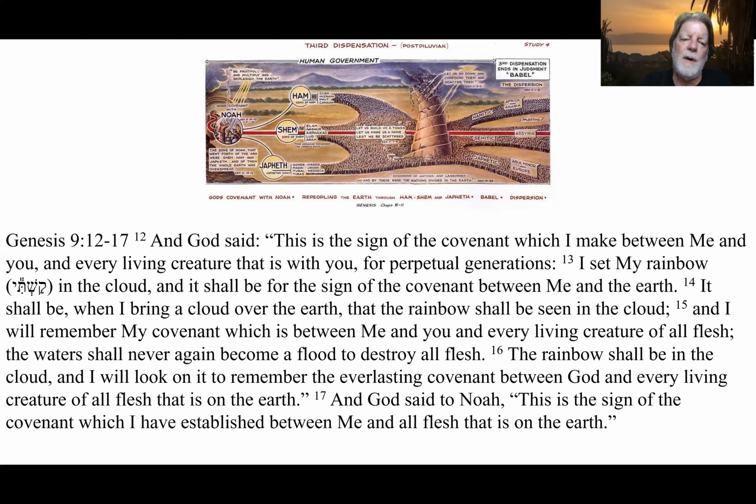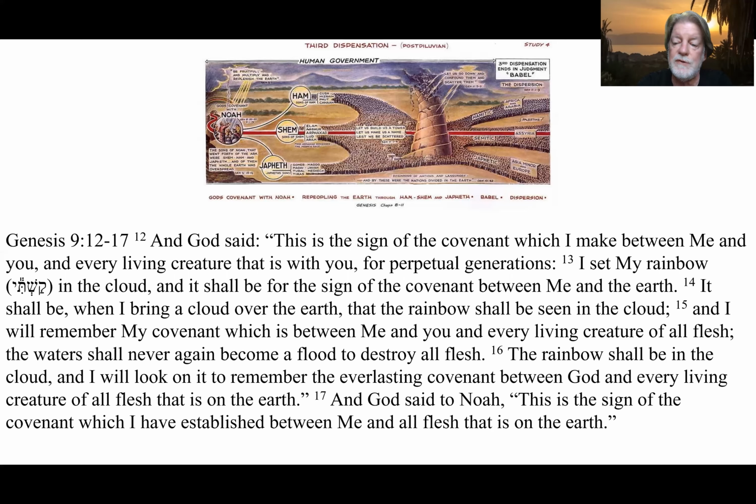I set my rainbow in the cloud, and it shall be for the sign of the covenant between me and the earth. It shall be when I bring a cloud over the earth that the rainbow shall be seen in the cloud, and I will remember my covenant, which is between me and you and every living creature of all flesh. The waters shall never again become a flood to destroy all flesh. The rainbow shall be in the cloud, and I will look on it to remember the everlasting covenant between God and every living creature of all flesh that is on the earth.